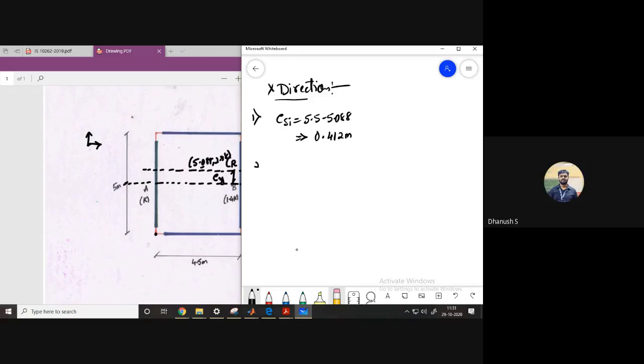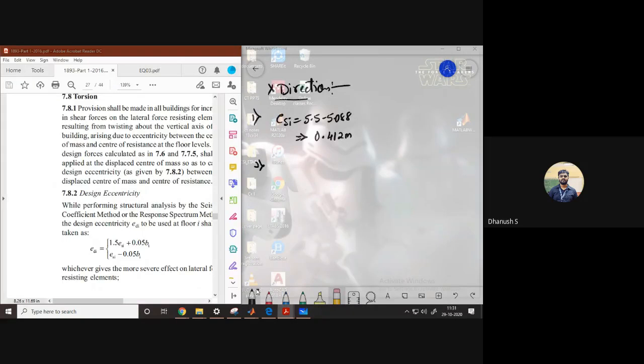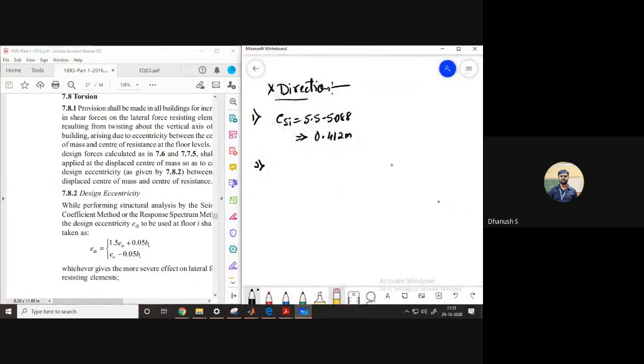Next, once you've found ESI, the next step is to find EDI. To find EDI, you have two formulas. Under point 2, we'll call them point A and point B. The first formula is 1.5 ESI plus 0.05 BI. The second is ESI minus 0.05 BI. But here, what is the value of BI that we should use? The definition for BI is the dimension of the base width of the building perpendicular to the direction in which you're considering the force.